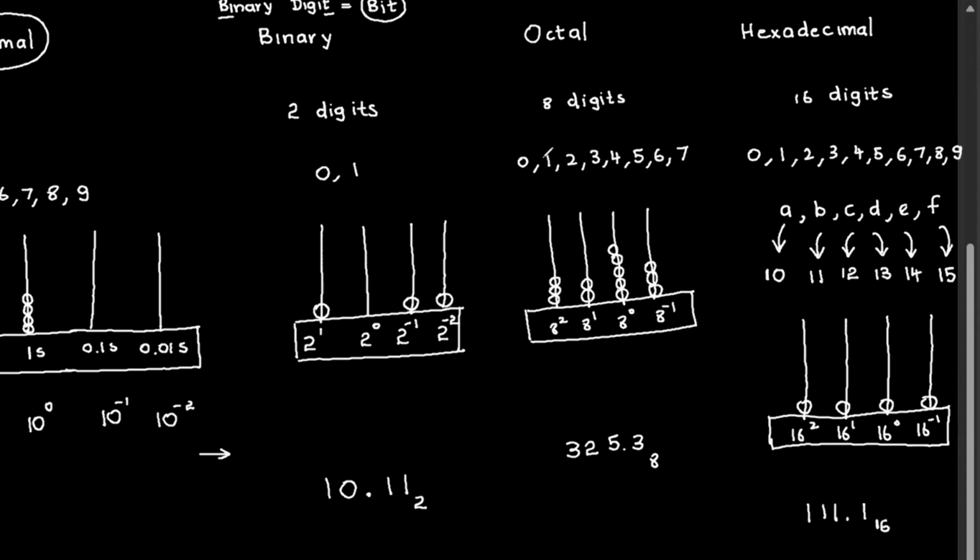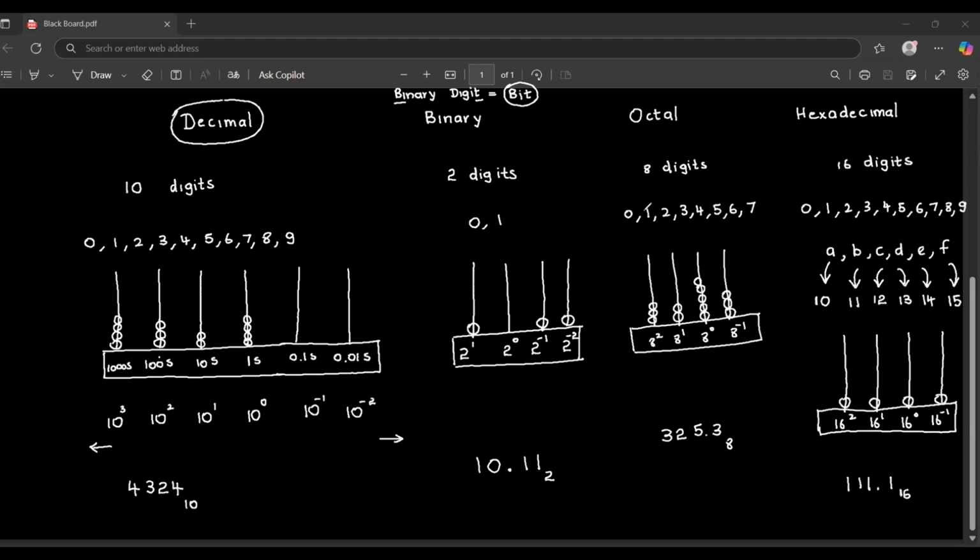So this is the basic introduction that you should have when you are starting with number systems. Keep that in mind. For now this is enough. In the next video, we are going to focus on how to convert a binary number to a decimal number.